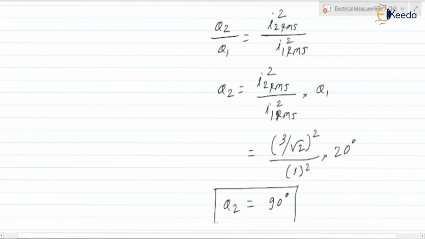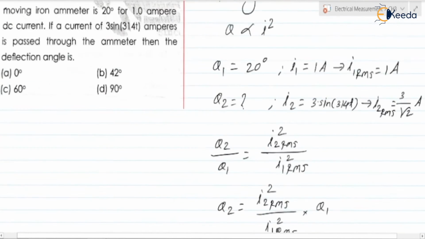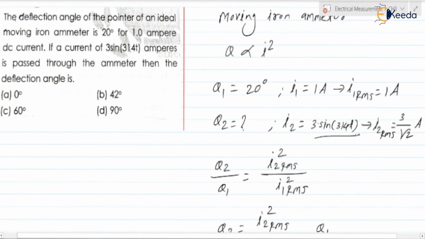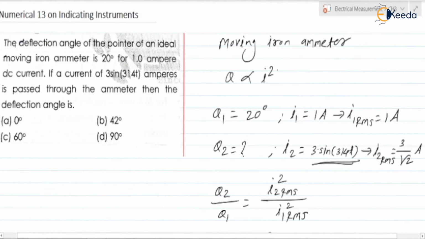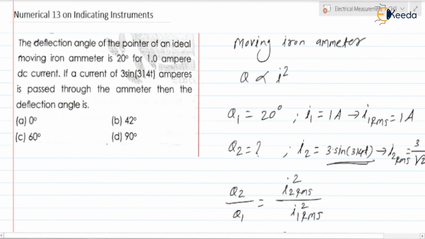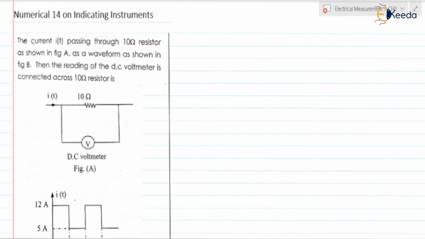So please be careful. Here the current is sinusoidal, so we need to take the RMS value. And theta is proportional to the square of the current because it is a moving iron ammeter. So if you check the options, the correct option is option D. This is about numerical number 13. We are going to discuss numerical number 14 on indicating instruments. Let us read the numerical.